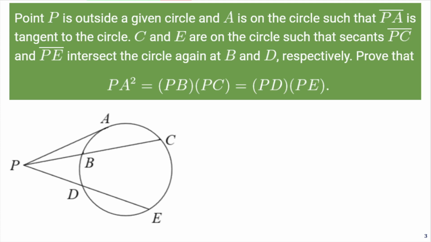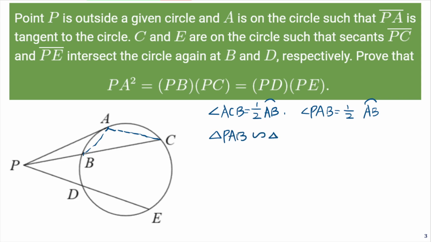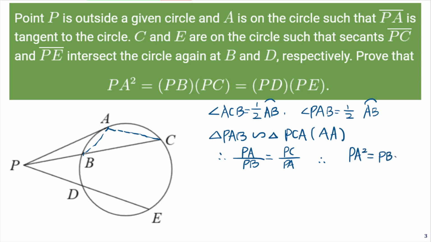So here we can start as we did in the previous problem, drawing AB and AC to make triangles, right? Since angle ACB equals half of arc AB and angle PAB equals half of arc AB, we have triangle PAB must be similar to triangle PCA by AA similarity, right? Therefore, we have PA over PB equals PC over PA. Of course, that gives us PA squared equals PB times PC, right?